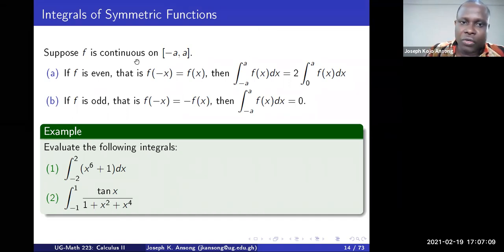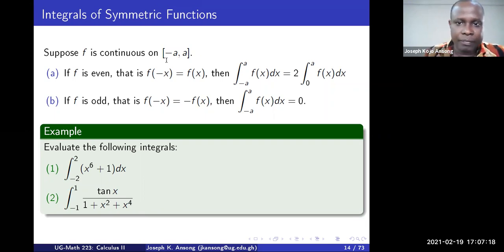If a function f is continuous on the interval from negative a to a, where a is a real number, and f is even, how do you show that the function is even? If I plug in negative x wherever I see x and I get back my function f of x, then the function is even. An example is x squared or x to the power 4.